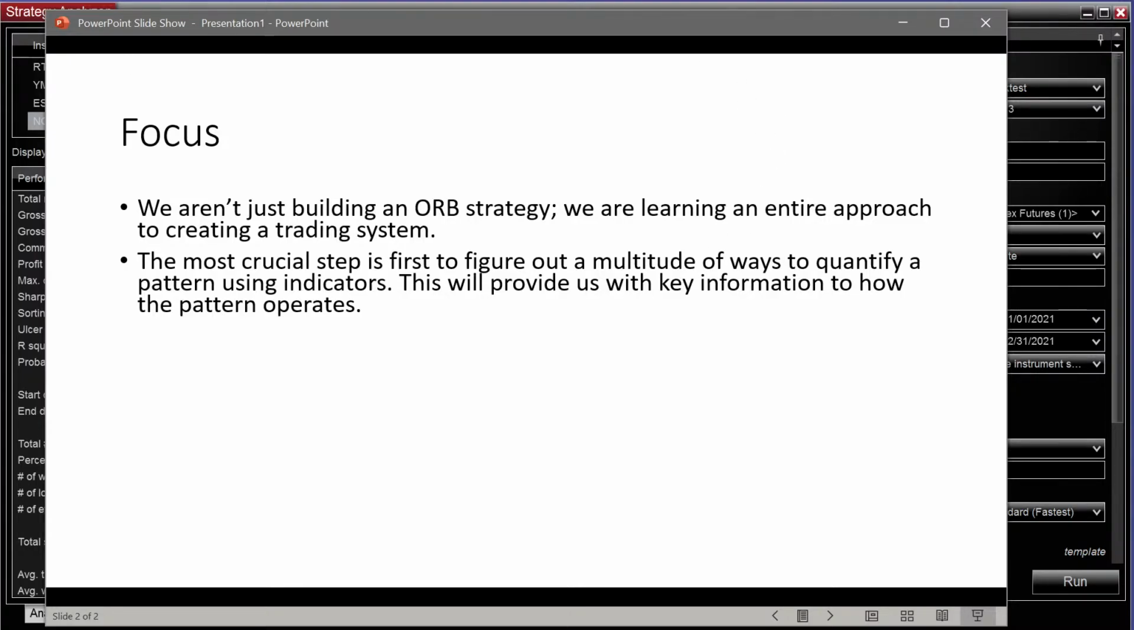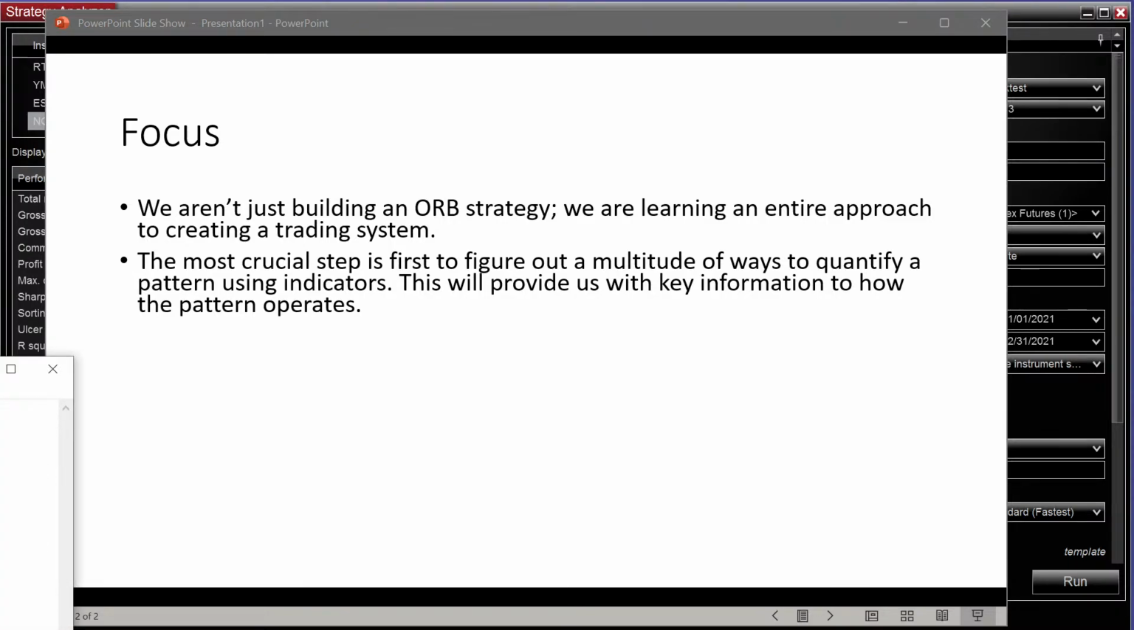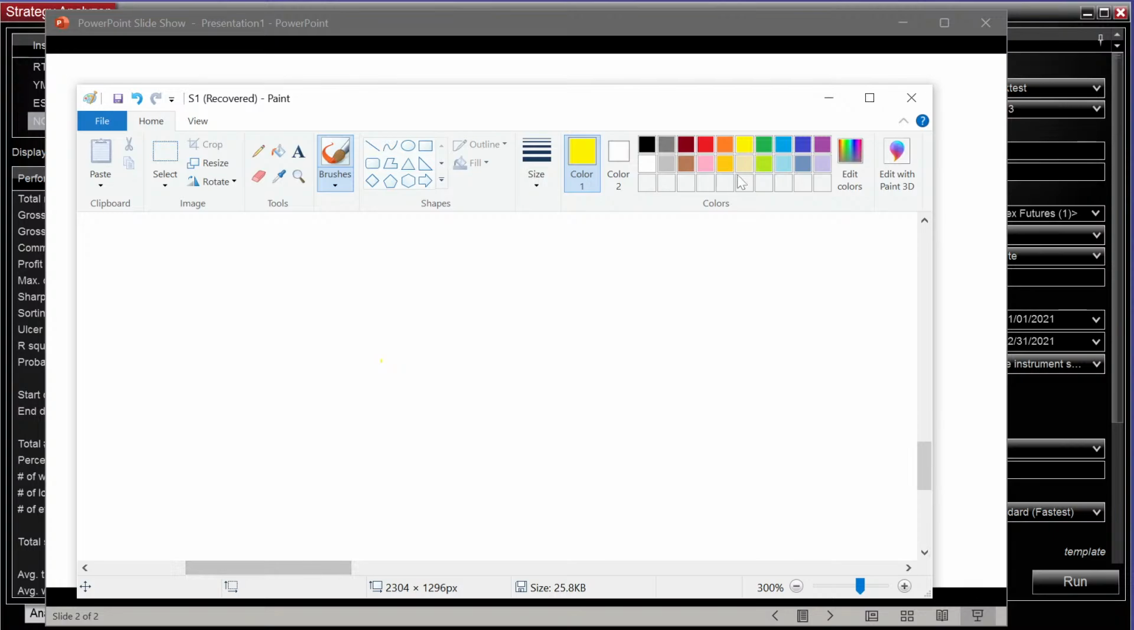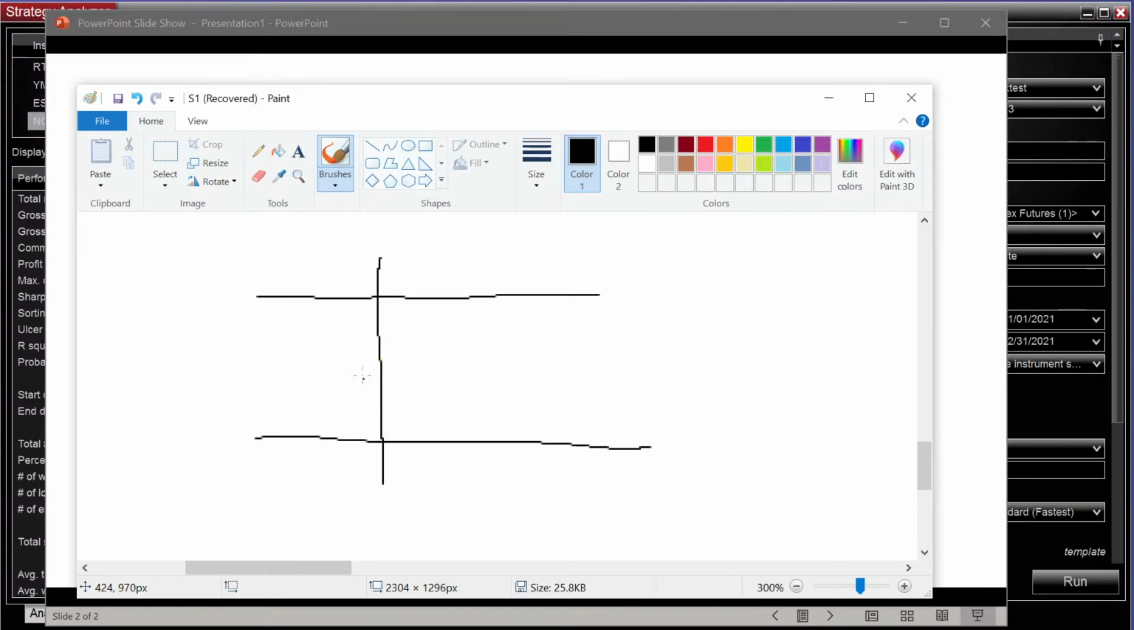And let me see if I still have my notepad. Let me go up here to the paint. And let's just recall now what the pattern was that we're trying to exploit. Draw a line here. So this side is the opening range.